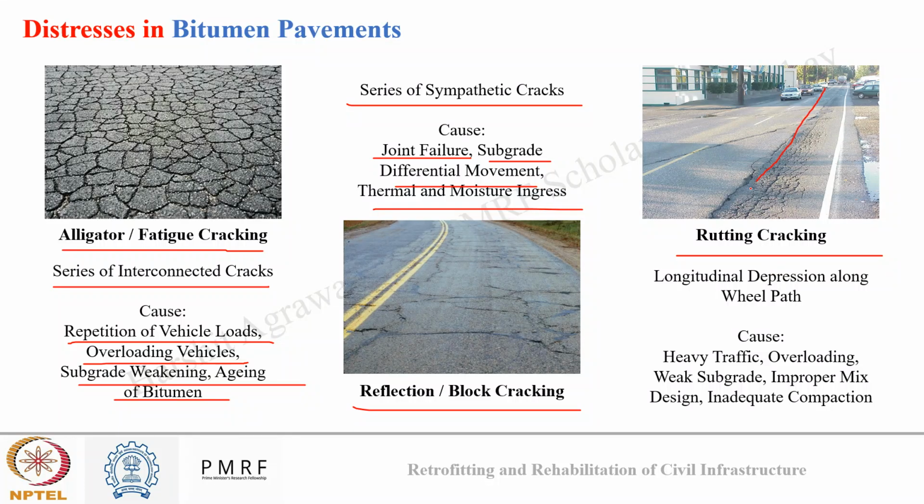So they appear like a longitudinal depression along the wheel path, and they are mainly caused due to heavy traffic and overloading, or it can occur due to weak subgrade, improper mix design, and inadequate compaction. Both improper mix design and inadequate compaction will lower the strength of the pavement, due to which the traffic and overloading will cause such depressions.